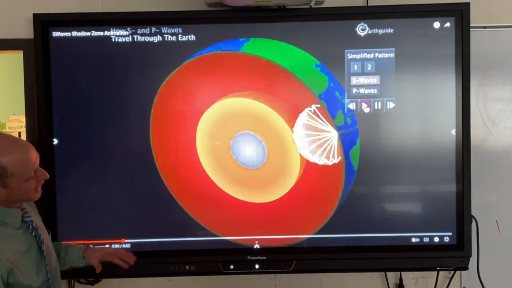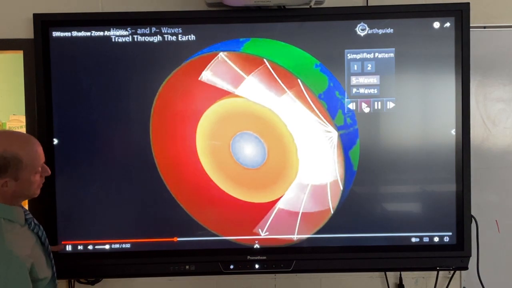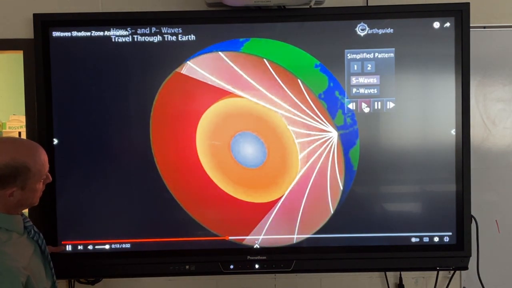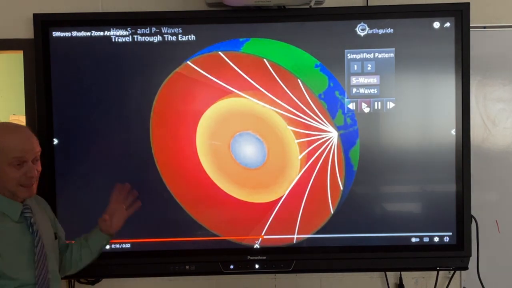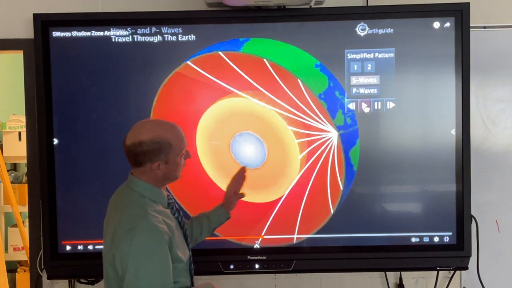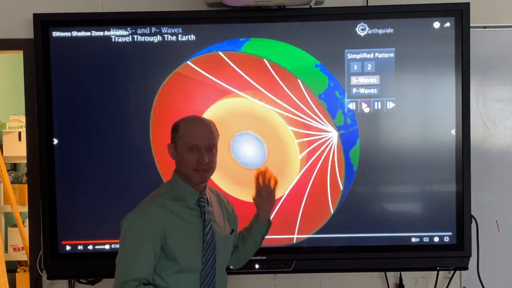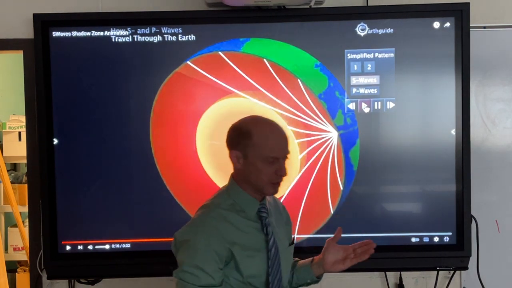So that's the earthquake, and the white represents the S waves. And they travel like that. So the key thing here is, there's more than just the waves shown here. It is all of this. This whole entire ground shakes. They just can't show all of that.